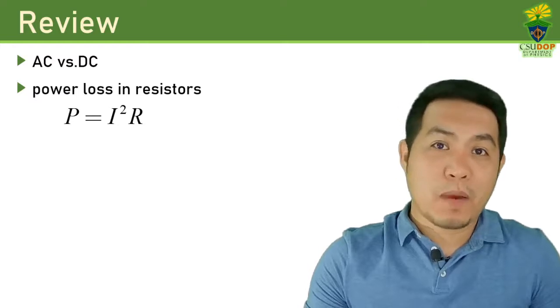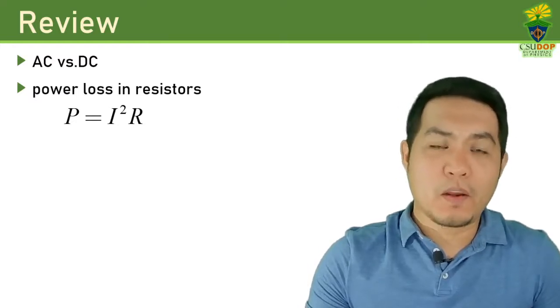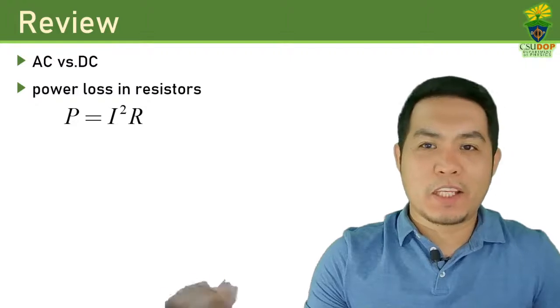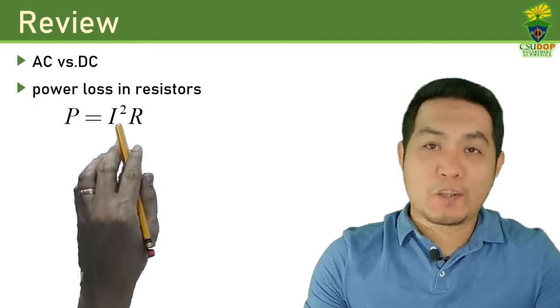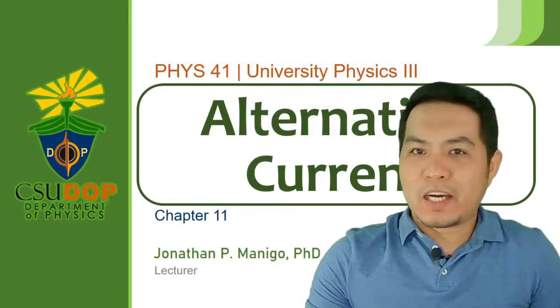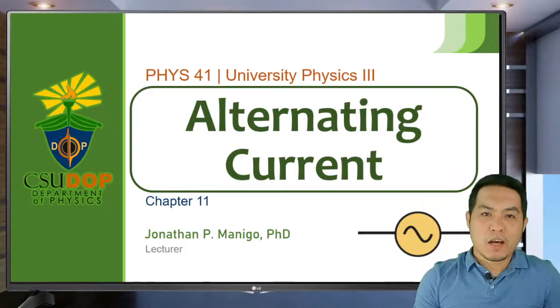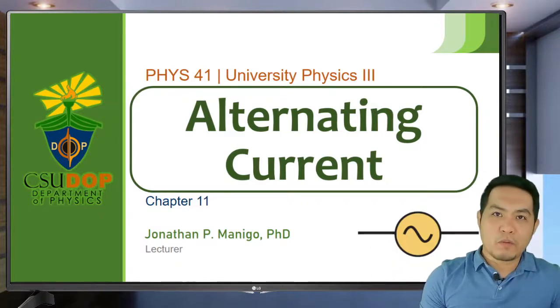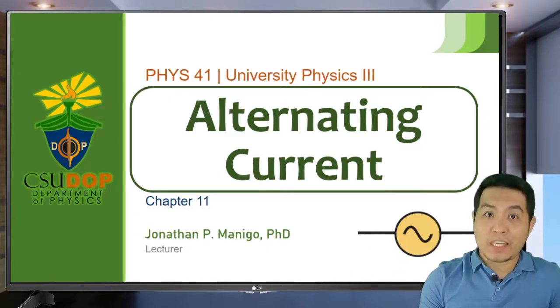So there will be power loss. Power will be lost in a resistor, and it's proportional to I squared, the square of the current. For the last chapter, we will be focusing on alternating current. This chapter will involve circuits whose voltage is also alternating. This is the symbol for an alternating current and alternating voltage source.